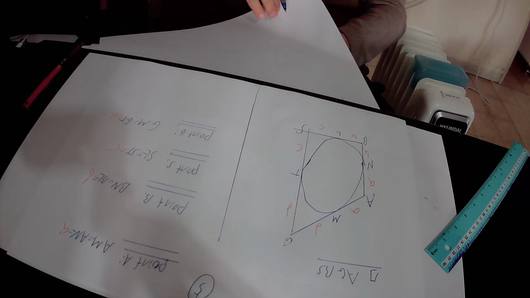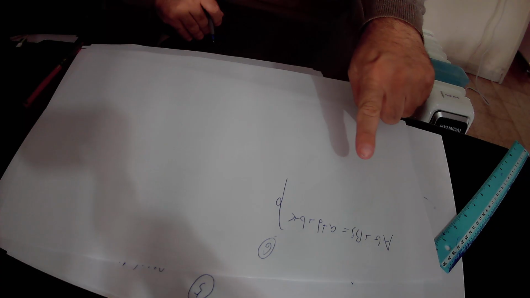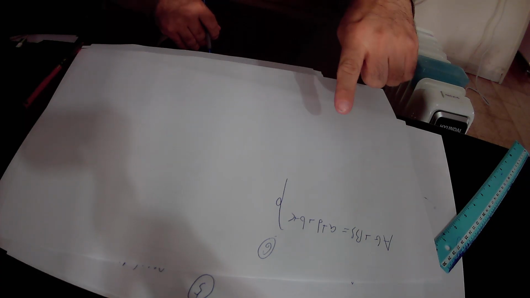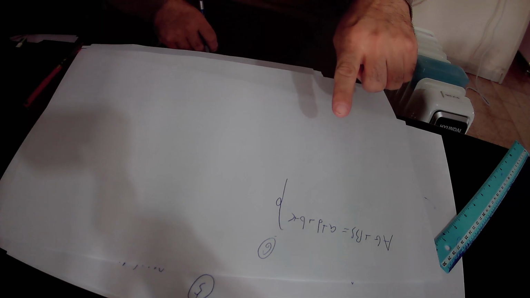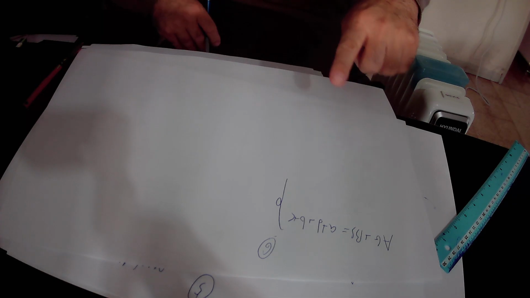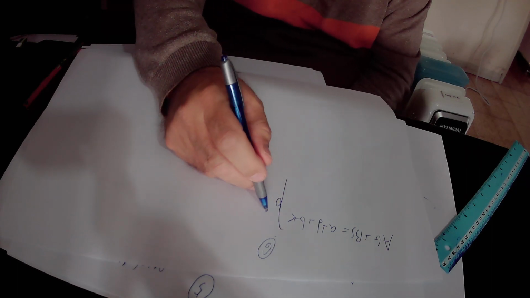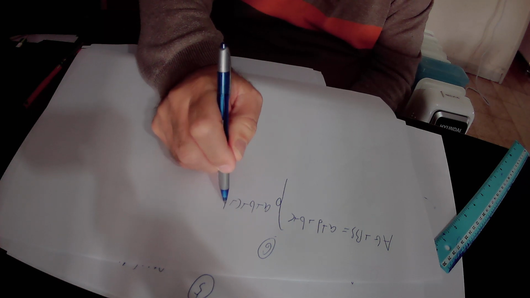So in conclusion, we found out that AG plus BS equals a plus d plus b plus c. We can change the order of the letters here. Instead of a plus d plus b plus c, we can write that this expression equals a plus b plus c plus d.